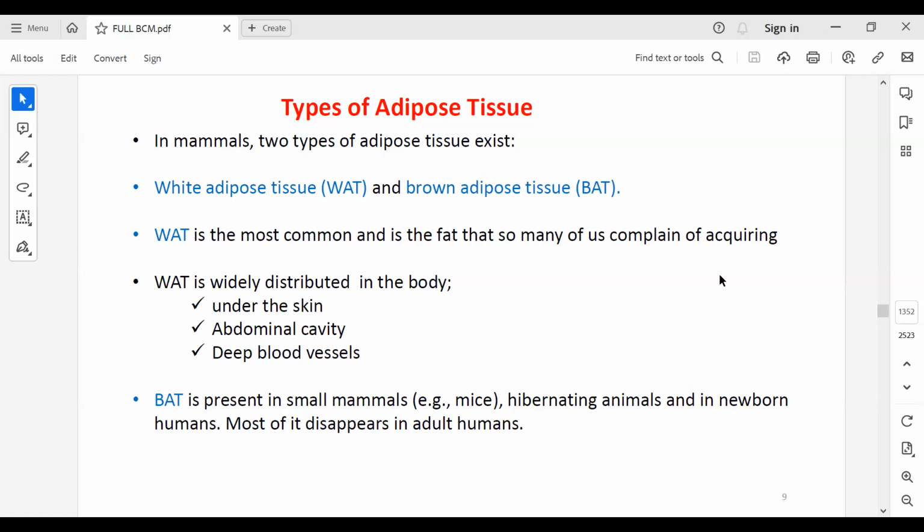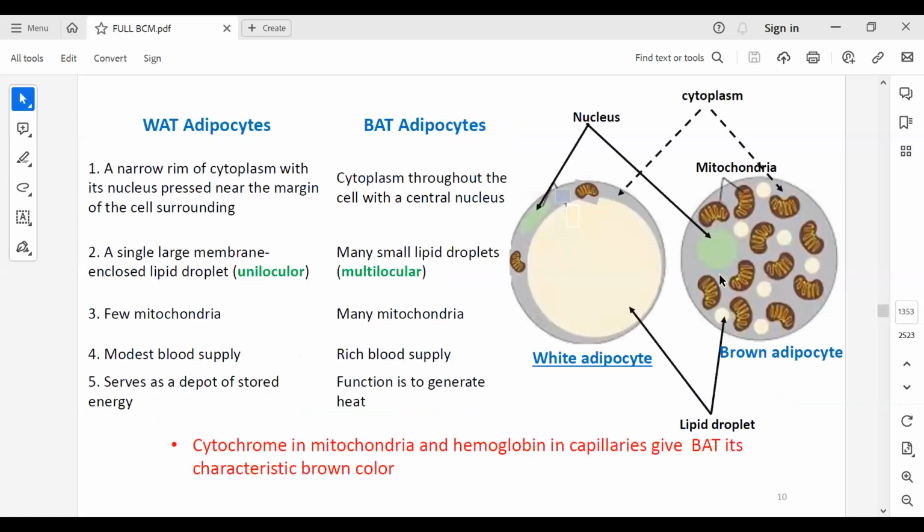The white adipose tissue is what is most common under the skin, abdominal cavity, and deep blood vessels. But the brown adipose tissue is mostly found in small mammals, hibernating mammals like polar bears, or newborn humans, because newborn neonates do not shiver to generate energy, but they actually have this brown adipose tissue which generates energy for them. But us adults usually have a reduced amount of brown adipose tissue.